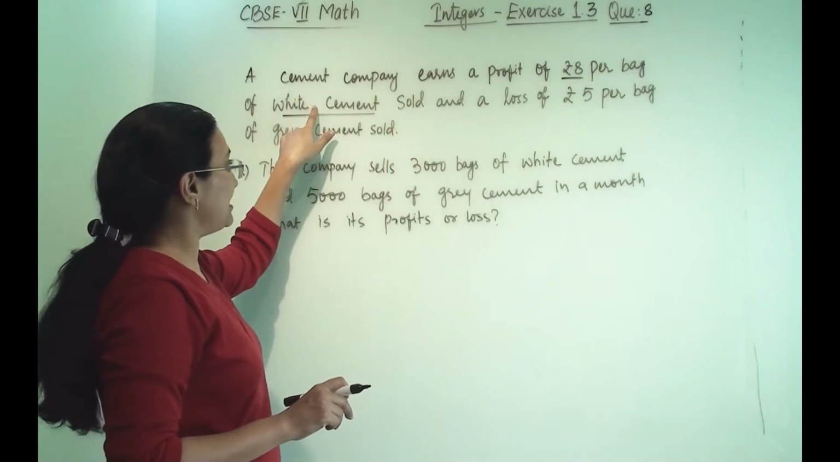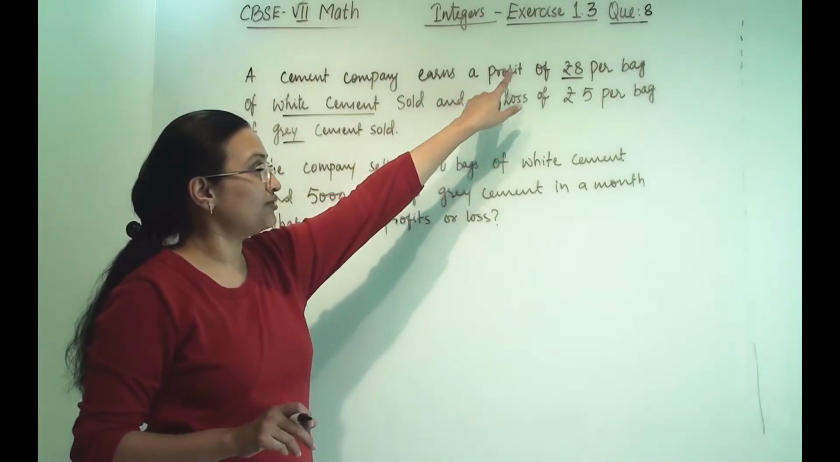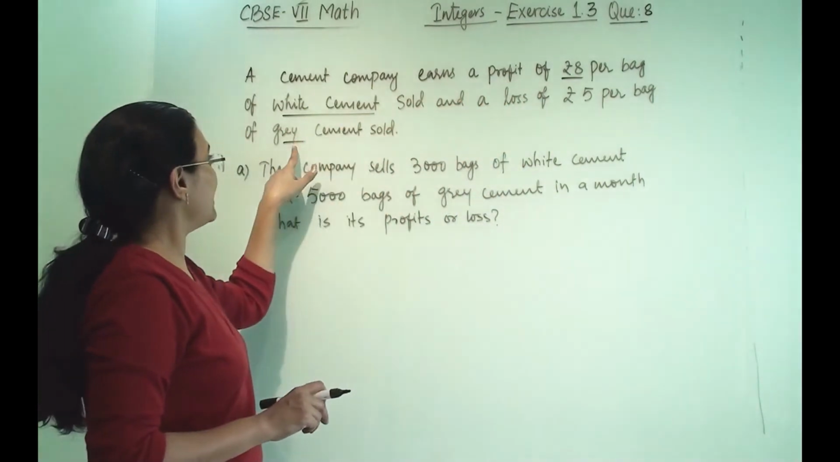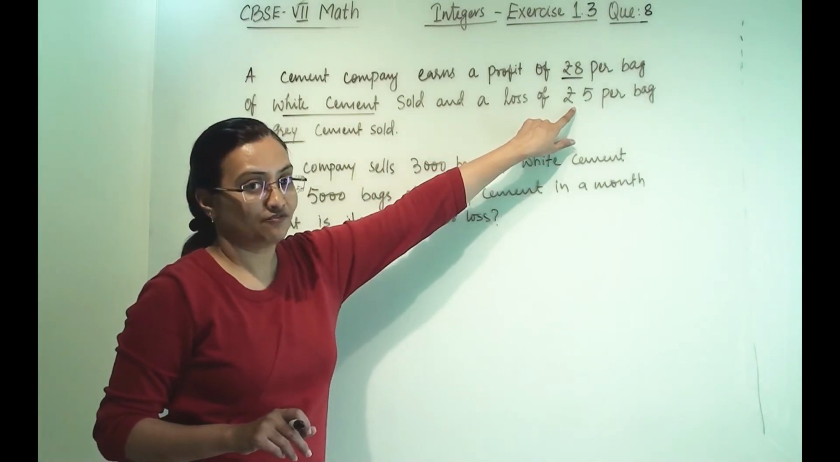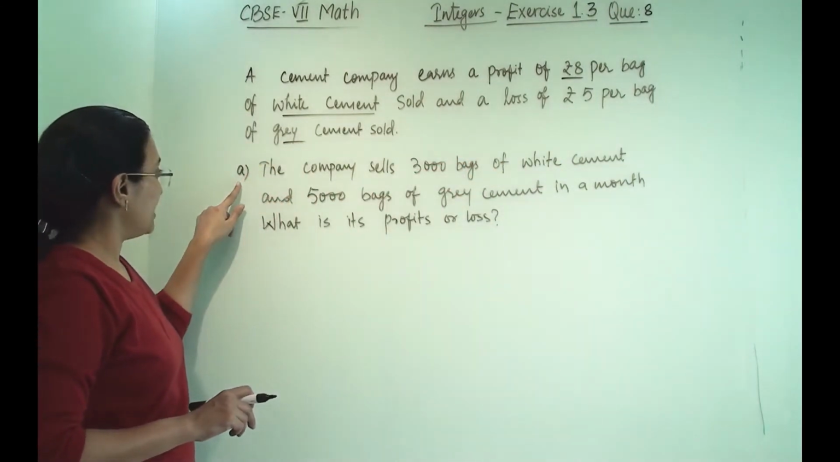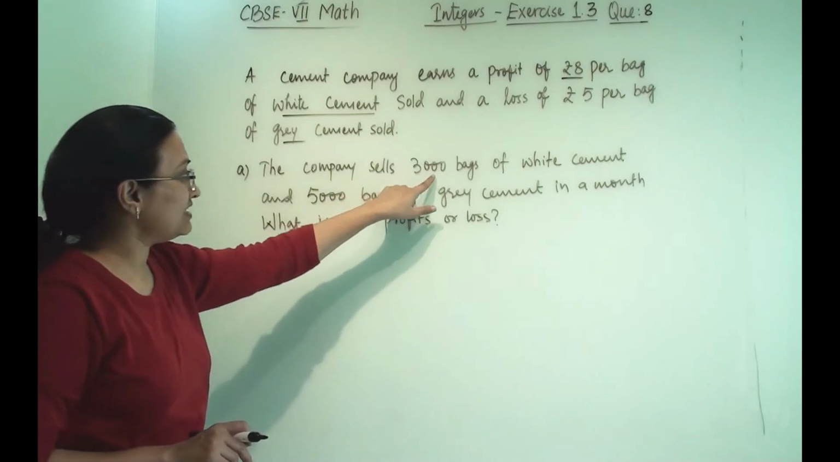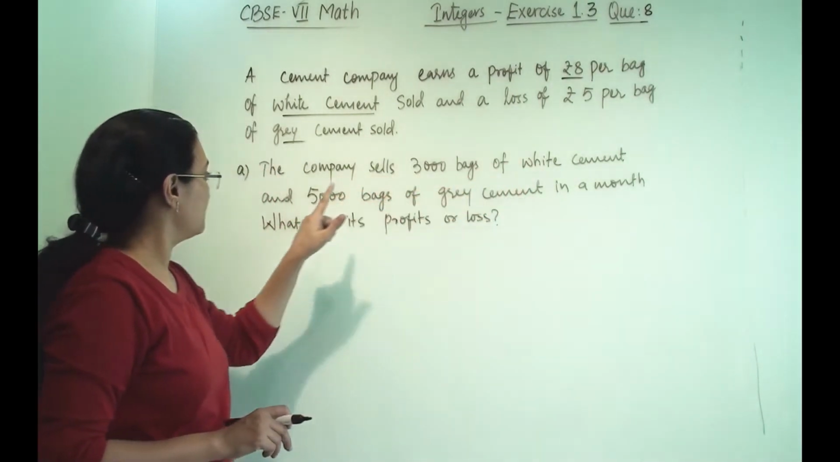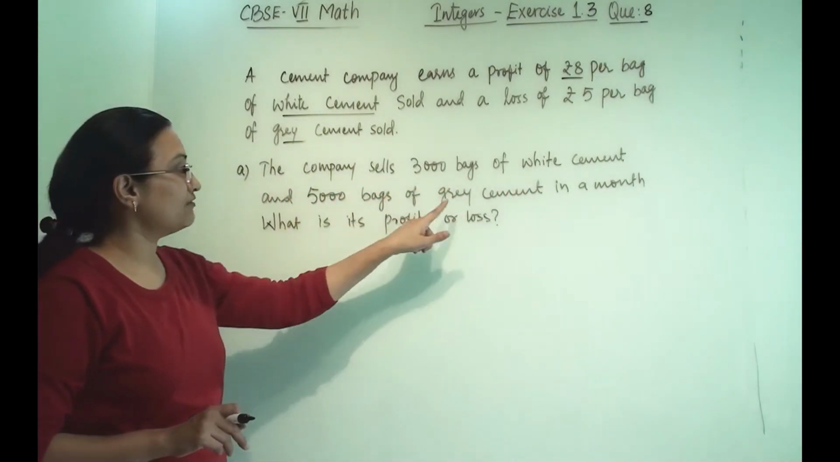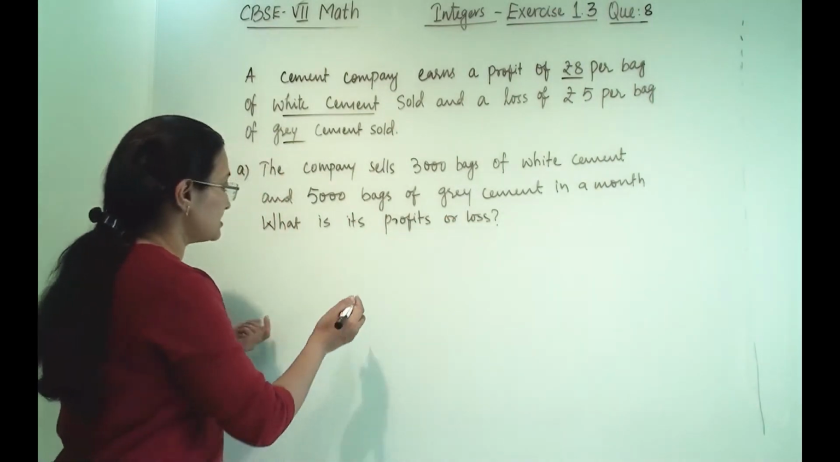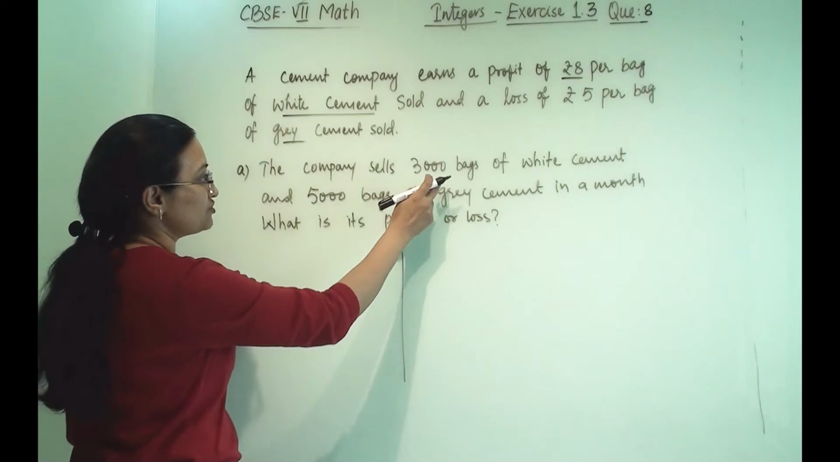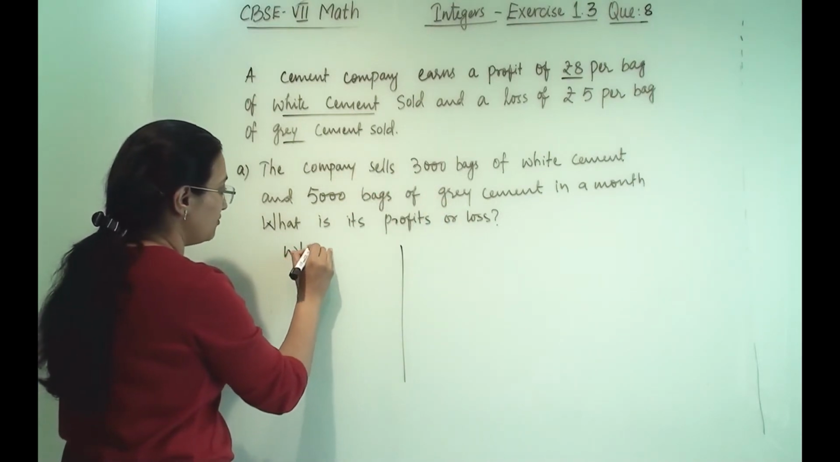Now when they are selling white cement, they will get a profit of rupees 8. When they are selling grey cement, they will have a loss of rupees 5. Now A. The company sells 3000 bags of white cement and 5000 bags of grey cement in a month. What is its profit or loss? So let us count for both. So first we are checking for white cement.